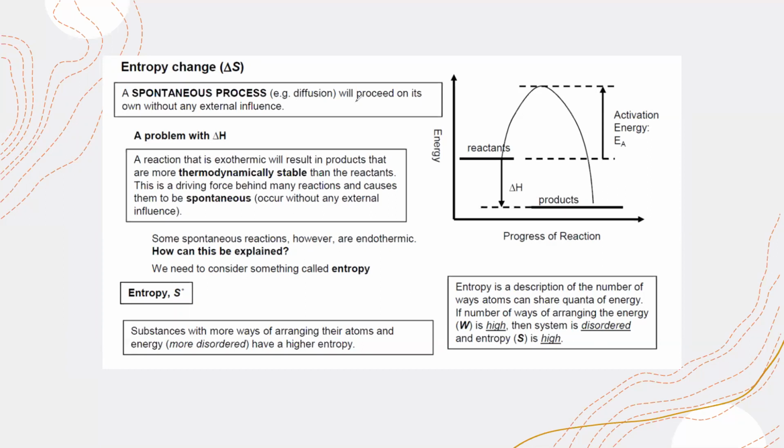So a spontaneous process, the process which can proceed on its own without any external influence, we call a spontaneous process. The delta H, the enthalpy change: if the reaction is exothermic, the delta H will be negative. If the reaction is endothermic, delta H will be positive. And what does it mean here? The reaction that is exothermic will result in the product. The product is more thermodynamically stable than the reactant, and this is a driving force behind many reactions, causing them to be spontaneous. So most of the exothermic reactions are spontaneous. The reactants are kinetically stable and the product is thermodynamically stable.